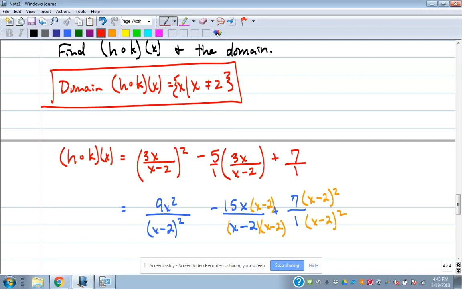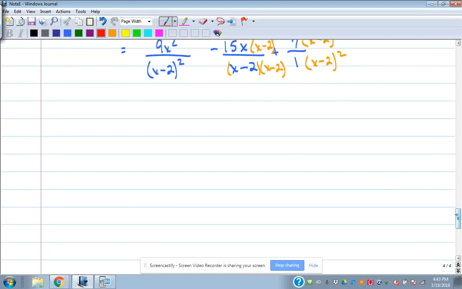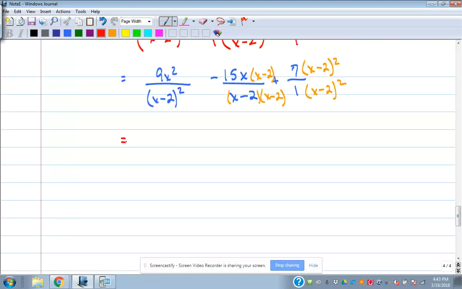At the top of the 15x, I don't have to have two. No, it'll get there when we multiply all this out. Never mind. Yeah, it doesn't need to because we only put one there. This one we put two of them there. Okay. All right, now let's multiply out the numerators. So we have 9x squared, negative 15 times x is negative 15x squared, plus 30x. So all I did was distribute the negative 15x to both of those.